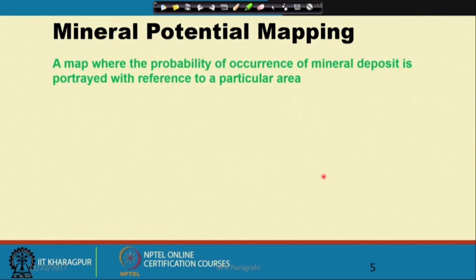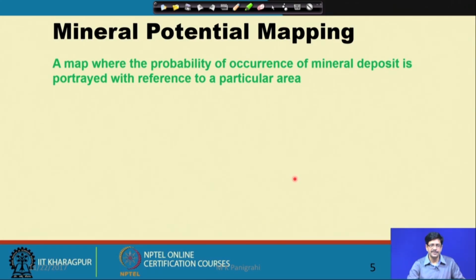So, a mineral potential map is a map where the probability of occurrence of mineral deposits is portrayed with reference to a particular area. We all understand probability, which is a parameter that can take a value from 0 to 1. If we say probability is 0, we can say that this deposit is never to be found there, which is theoretically generally not given, and a probability of 1 means a deposit is certain to be there.